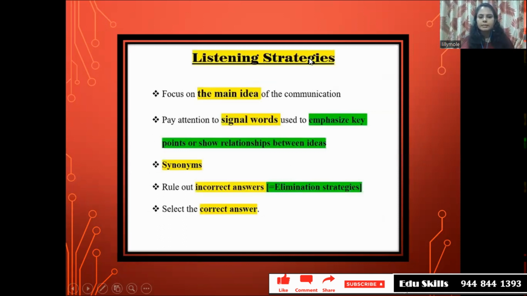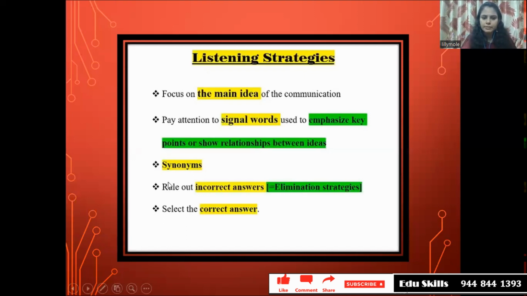Then what are the strategies for listening? Focus on the main idea of the communication. Then pay attention to signal words used to emphasize the key. That means they are saying things like 'yeah, it's very important.' Like that, they are giving some emphasizing key signal words that we need to understand.